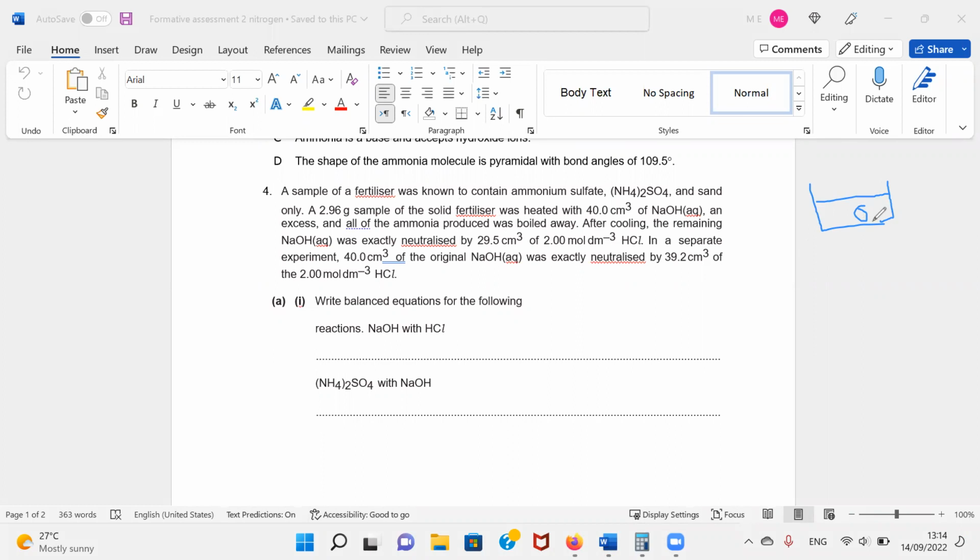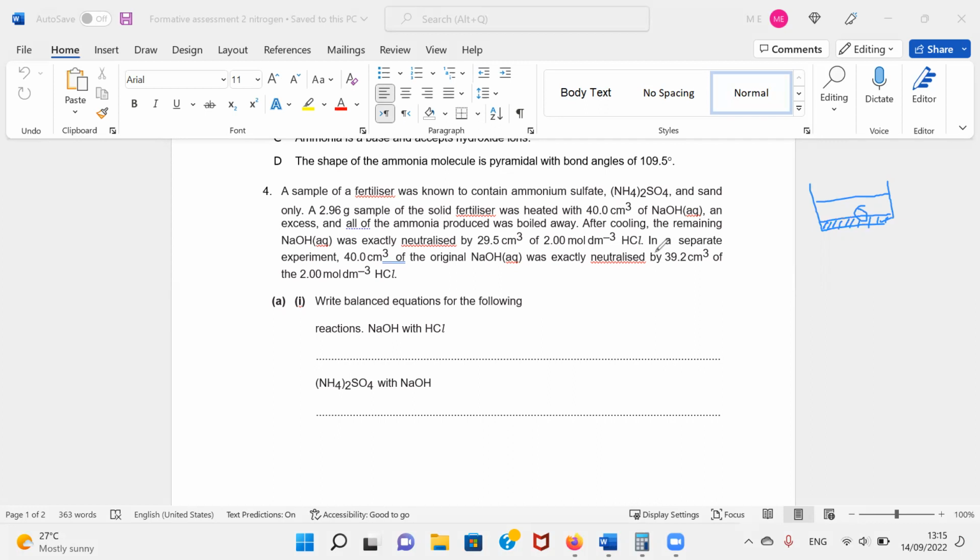After cooling, the remaining sodium hydroxide, so this amount of sodium hydroxide was reduced, some of it has remained basically, and that was neutralized by 29.5 centimeter cube of 2 molar HCl. So whatever is left behind, you basically use the HCl to titrate it against sodium hydroxide. And if you know the amount of sodium hydroxide, then subsequently you will know the amount of ammonium sulfate. So this is the first experiment.